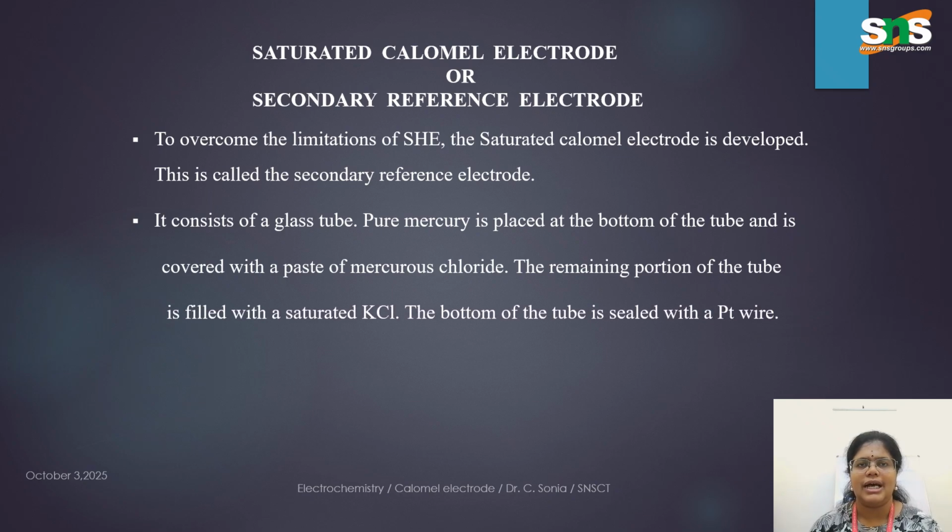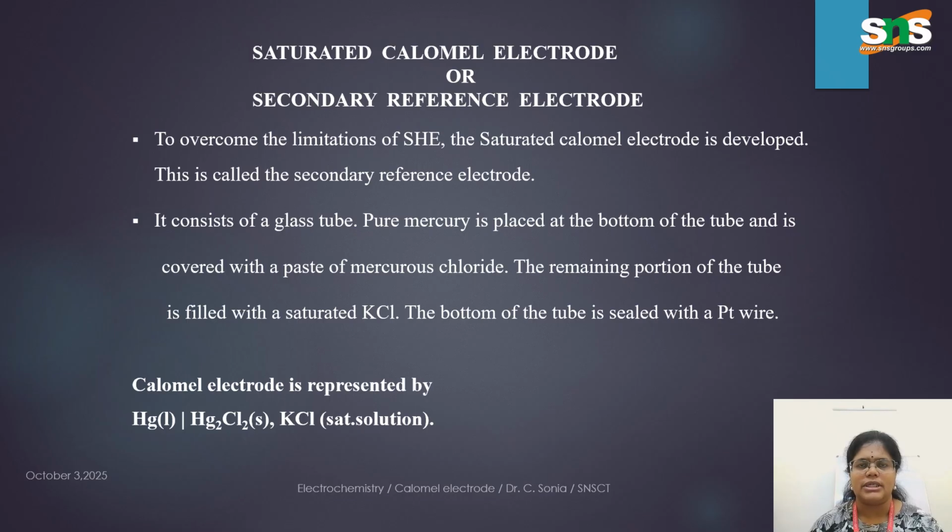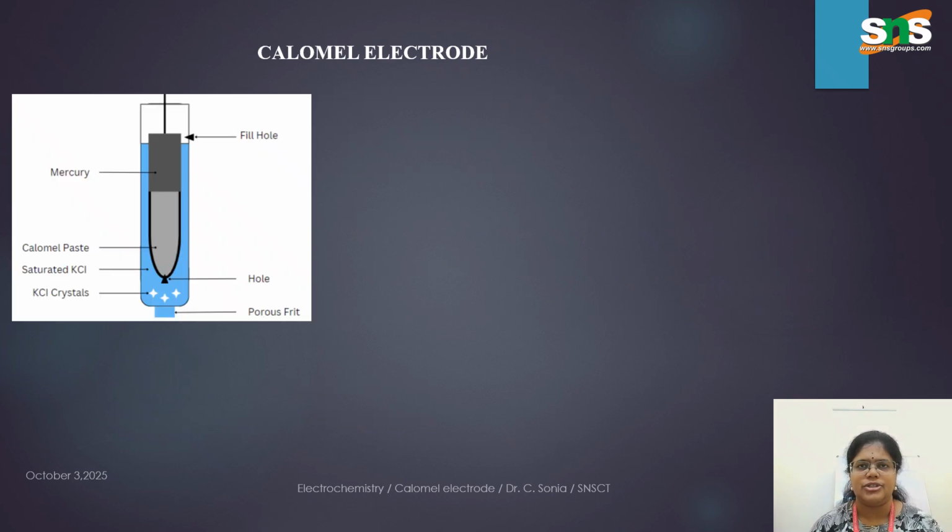It consists of a glass tube. Pure mercury is placed at the bottom of the tube and is covered with a paste of mercurous chloride. The term calomel comes from the mercurous chloride that we use in this electrode. The remaining portion of the tube is filled with saturated KCl solution. The bottom of the tube is sealed with platinum wire. The name saturated calomel electrode came from the saturated KCl solution that we use. The calomel electrode is represented as Hg in the liquid form, then Hg2Cl2 solid, and KCl saturated solution.